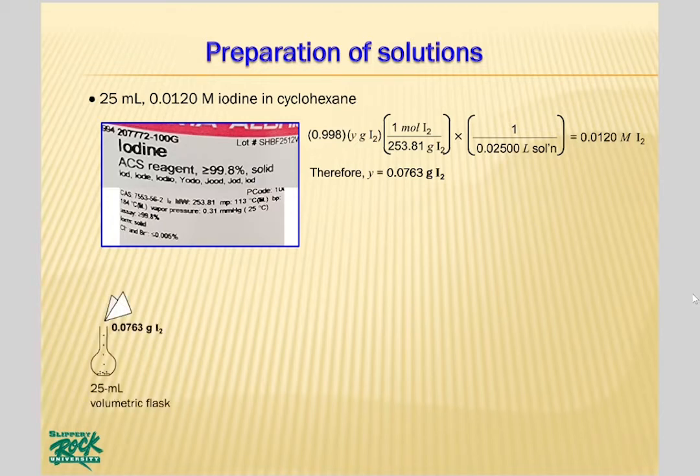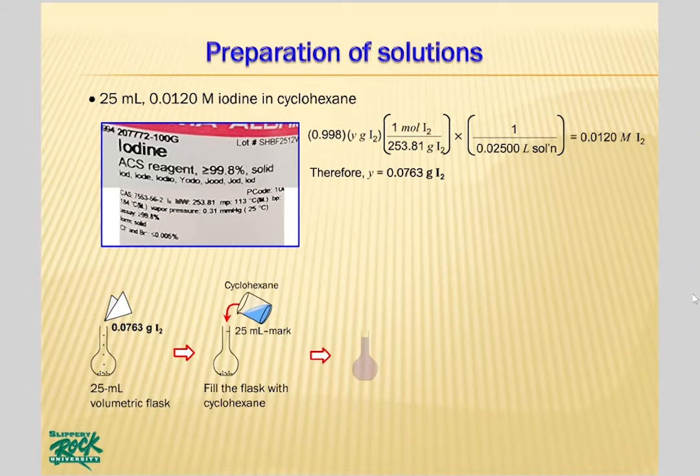Weigh 0.0763 grams iodine and transfer it to a 25 milliliter volumetric flask. Fill the volumetric flask with cyclohexane to the 25 milliliter mark. Don't forget to follow the stepwise mixing procedure. Fill the flask approximately 2/3 full and mix. Carefully fill the flask to the 25 milliliter mark. And this is a 25.00 milliliter 0.0120 molar iodine stock solution.